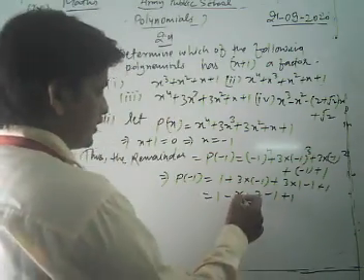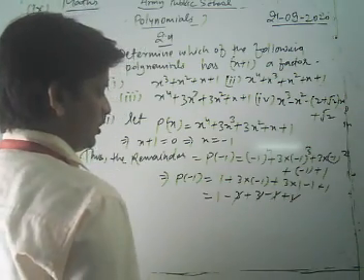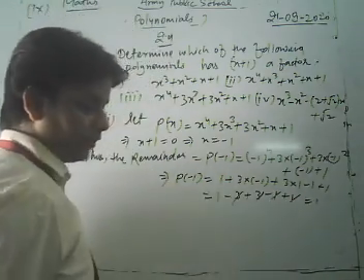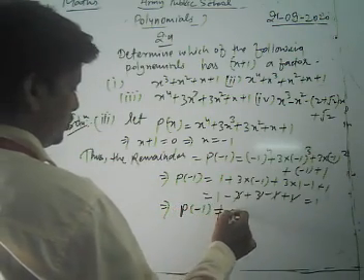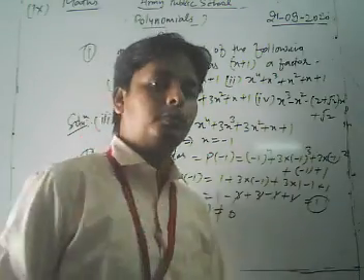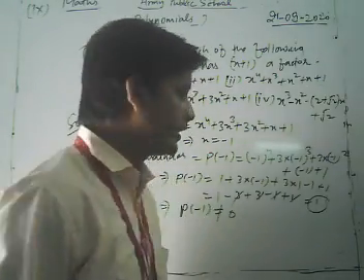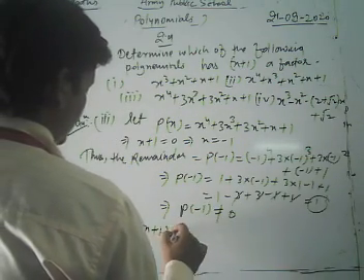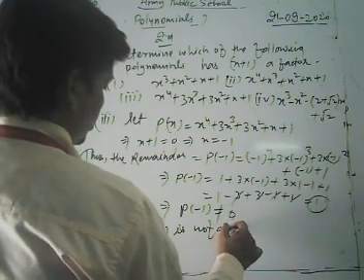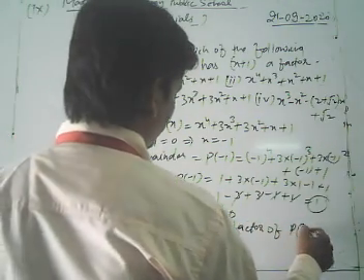Now look here, plus 3 and minus 3 cancel each other. Okay, 1 and 1 cancel each other, so what do we get? We get 1, which is thus p(-1) not equal to 0, because this is 1 now. So p(-1) is not equal to 0. In this way we can say that x + 1 is not a factor of the given polynomial p(x). This is our answer.